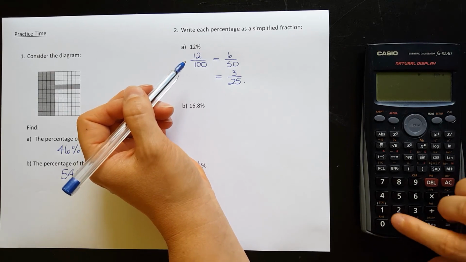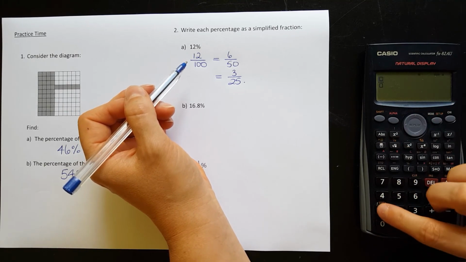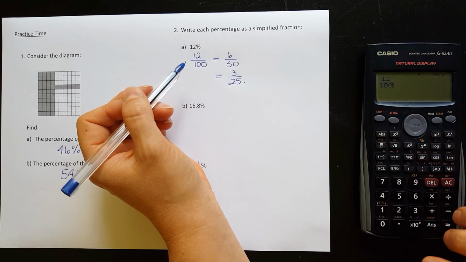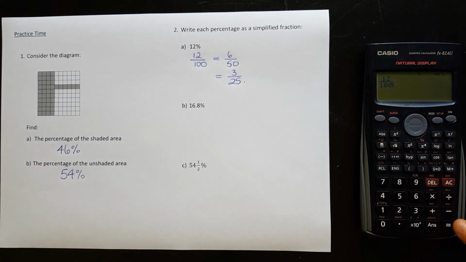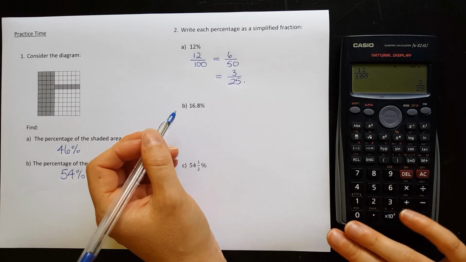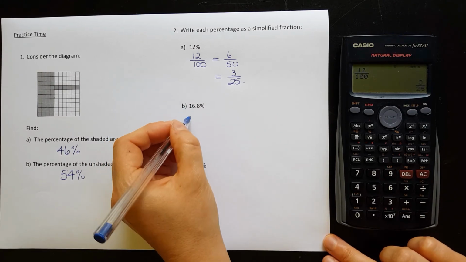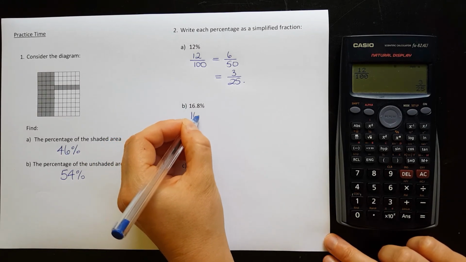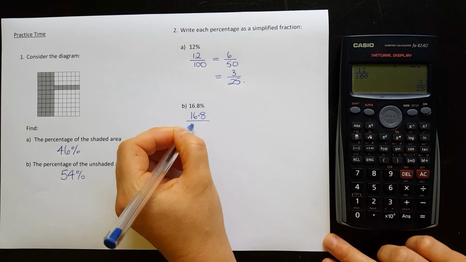So, just double checking, if we type in 12 over 100, we get 3 out of 25. Okay, for B, 16.8%, that means 16.8 is out of 100.